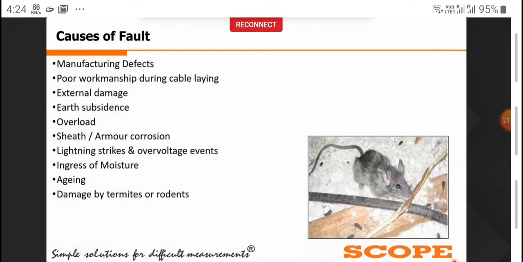After that, the damage is caused by termites or rodents. In this picture you can see that one rat is damaging the cable. This type of fault mainly occurs in LV systems, meaning low voltage cables. This type of influence by termites or rodents may cause a fault in the cable.